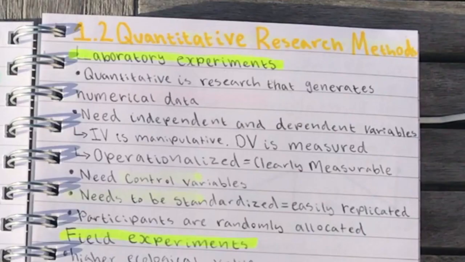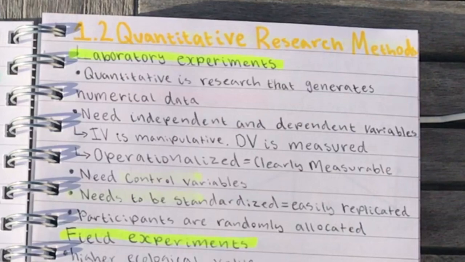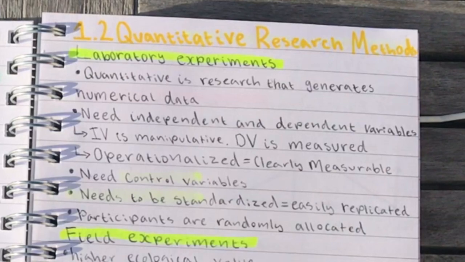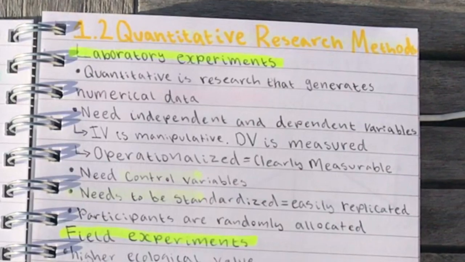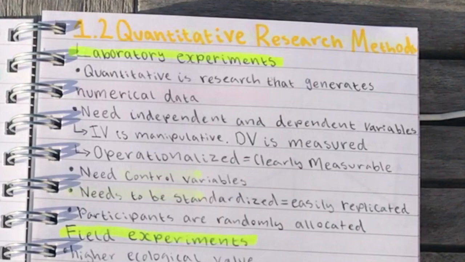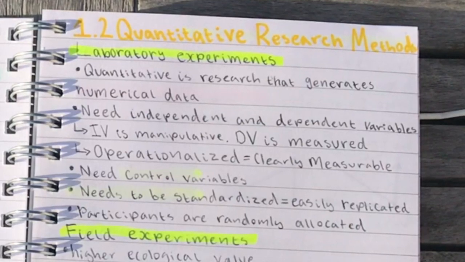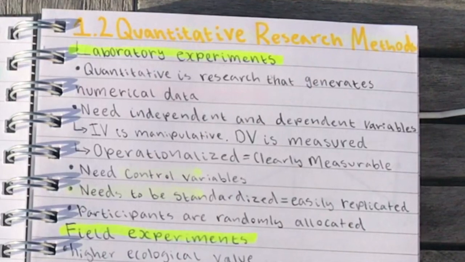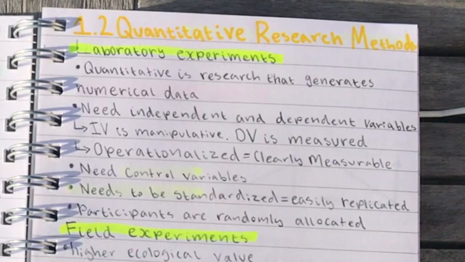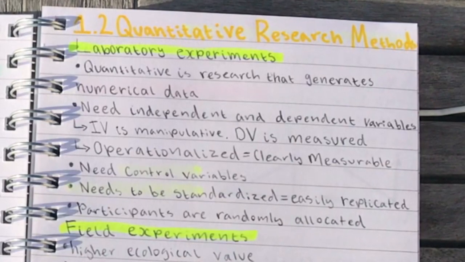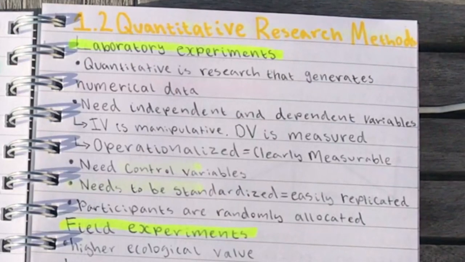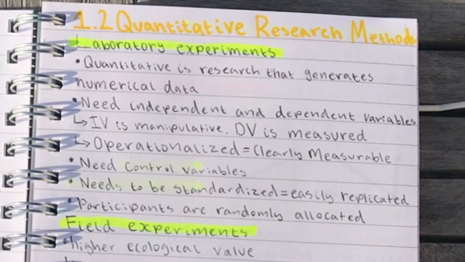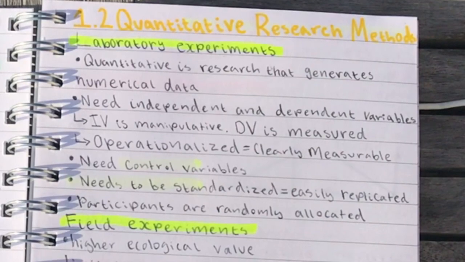So now we're going to go into chapter 1.2, which is quantitative research methods. So quantitative is research that generates numerical data. So this includes laboratory experiments. So you need an independent and a dependent variable. The independent variable is manipulated. This is what is changed in an experiment, and the dependent variable is what is being measured in an experiment.